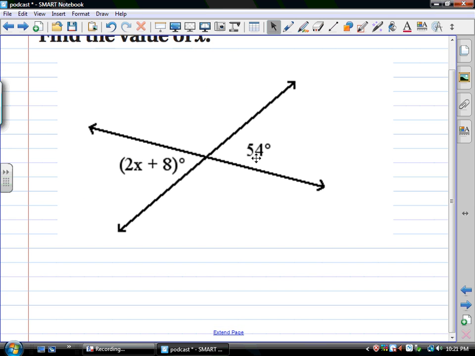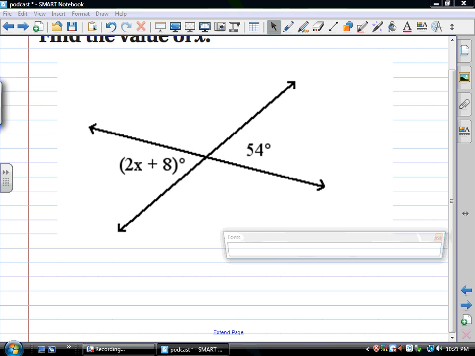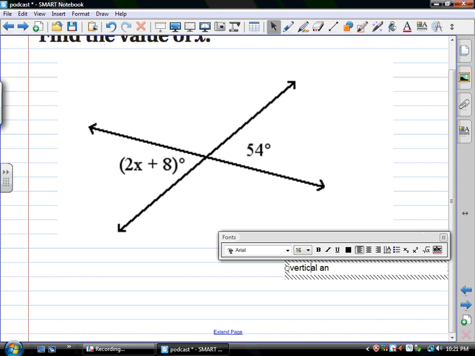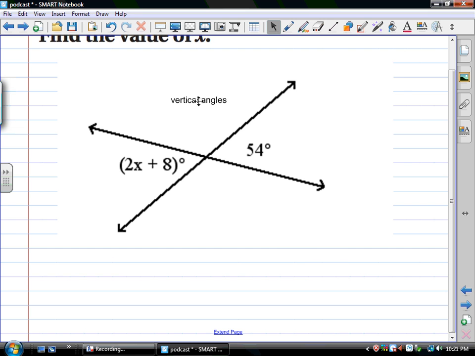Find the value of x. I'm thinking that I have intersecting lines. When I have intersecting lines, that forms, excellent job, vertical angles. Shouldn't have said anything, it would have been minus 10. Thanks for helping me out.